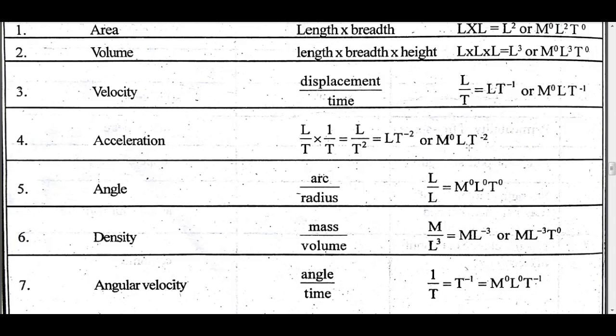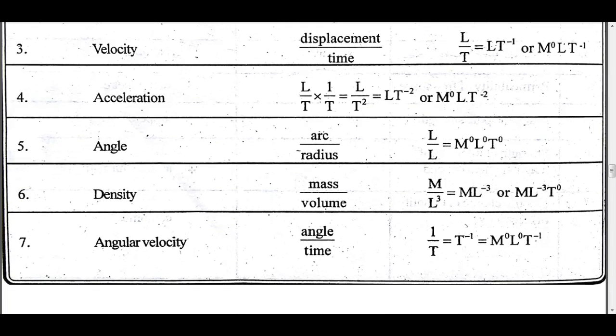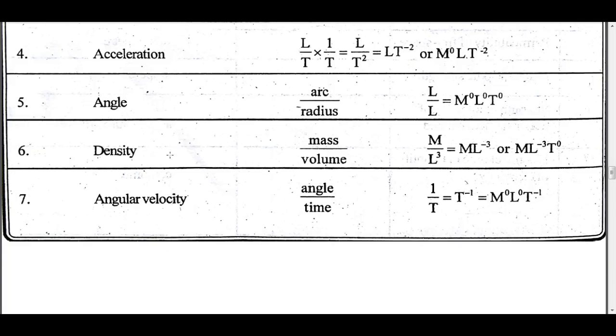For angle, that is arc by radius, that is here L by L. So for angle there is no dimensional formula, very important. For angle there is no dimensional formula, that is M power 0, L power 0, T power 0, it means angle has no dimensional formula. And coming to density, which is equal to mass per volume. For mass it is M, volume that is L cubed. So M L power minus 3.